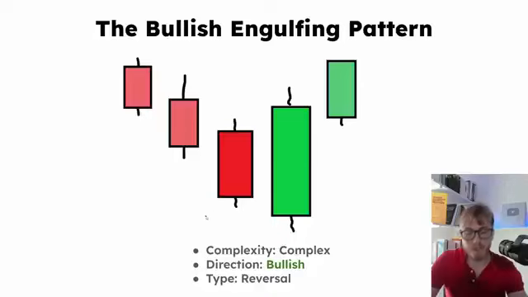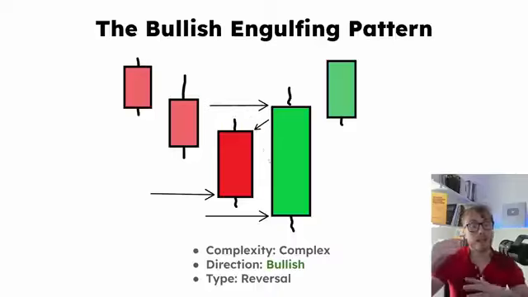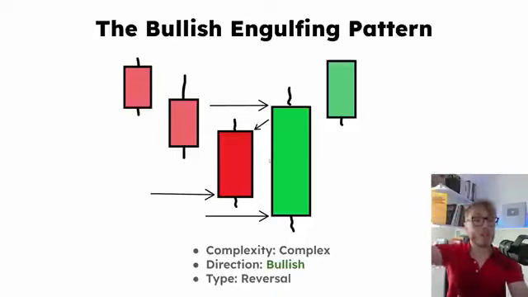And in order to find a bullish engulfing, we want the next candle to be a green one, and it needs to open below the close of the red one. So it needs to open below this point right here, and the green candle needs to close above the open of the red candle. And this is why it's called an engulfing pattern, because the green candle is larger and engulfs the previous red candle.